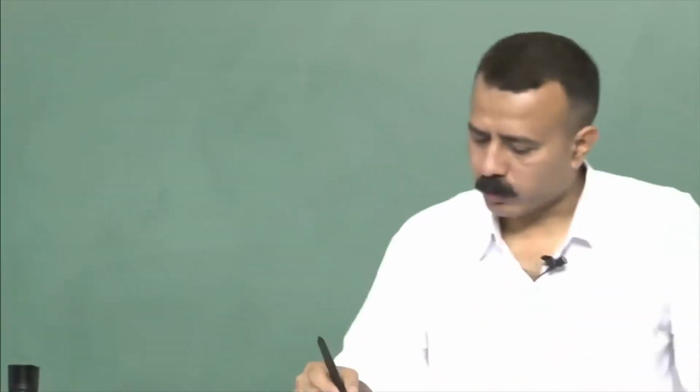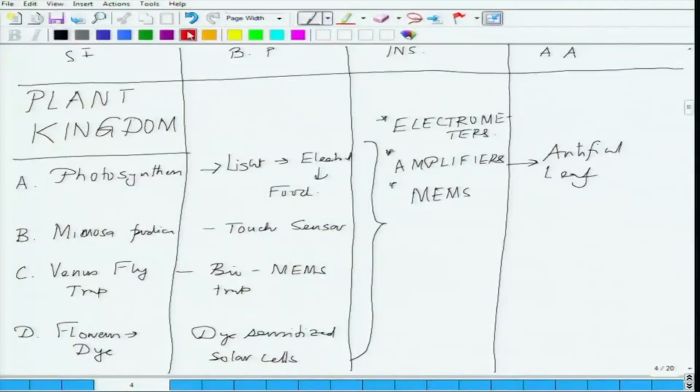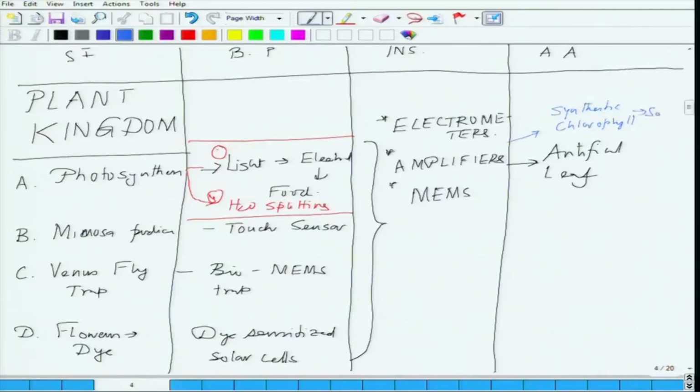So, let me make one correction here. If this is one aspect of it, there is another aspect, which is water splitting, and this is all taking place within the domain of photosynthesis. And we can add something else here also: synthetic chlorophyll for solar energy, and artificial leaf for water splitting.